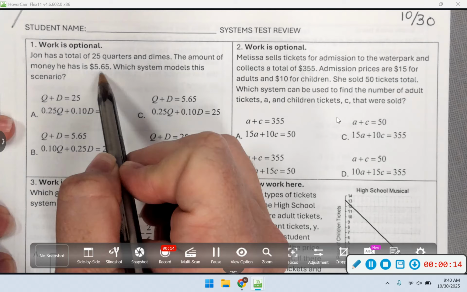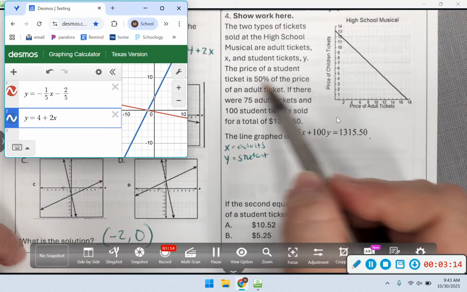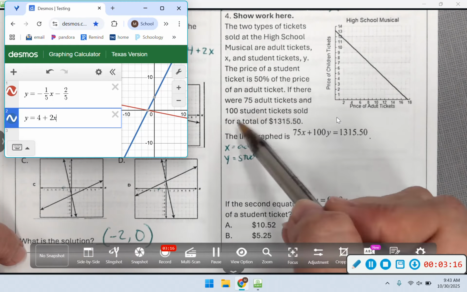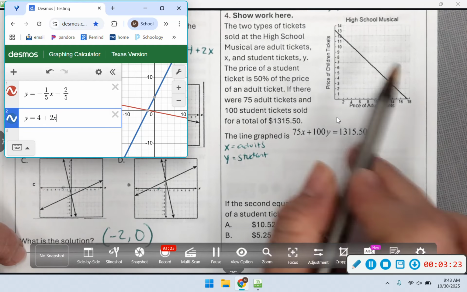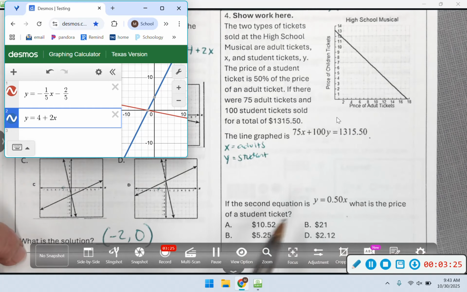Okay, looking at number 4, there's 2 ways to do number 4, and I'm going to show you both. It tells me there's 2 types of tickets sold at the High School Musical. Adult tickets X, so I'm going to write that X equals adults, and student tickets is Y. It says the price of a student ticket is 50% of the price of the adult ticket. It gives me all this information, but it also gives me the 2 equations, so I don't have to write the equations. It tells me that this line is already graphed, and that the second line is this.